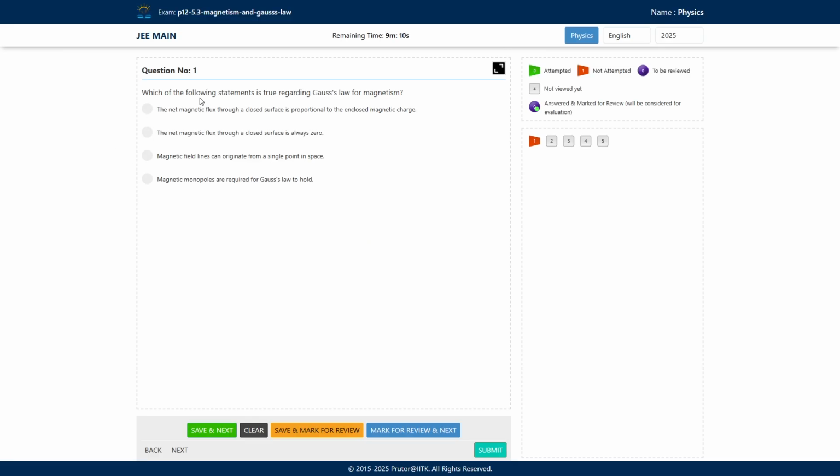Now the DPP section. First question, which of the following statements is true regarding Gauss's law for magnetism? A, the net magnetic flux through a closed surface is proportional to the enclosed magnetic charge. B, the net magnetic flux through a closed surface is always zero. C, magnetic field lines can originate from a single point in space. D, magnetic monopoles are required for Gauss's law to hold. So you can comment your answer A, B, C or D.